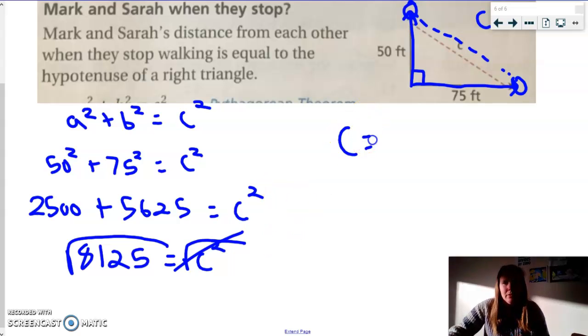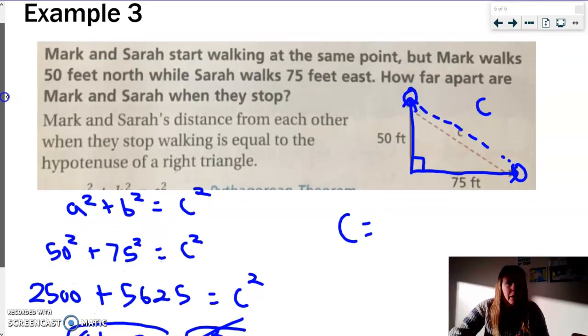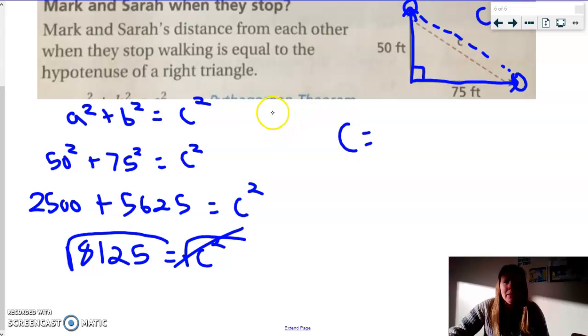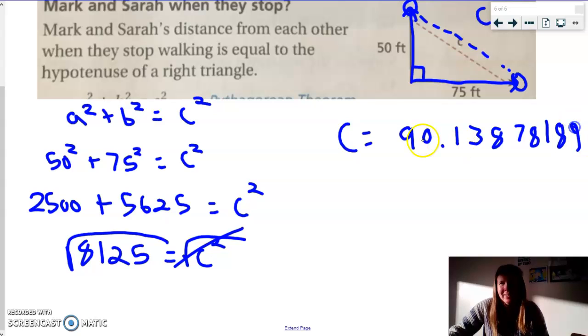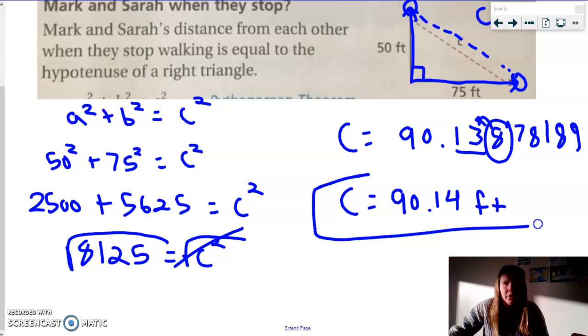So I get c equals, did they tell me I needed to round it? How far away when they stop? They didn't tell me how to round, but let's go to the second decimal place. So originally what I got was 90.1387818. Let's keep the first two decimals and we'll just round up to there. So I look at the one right next to it, which is an 8, so it means I'm going to increase this 3 to a 4, and so I'd have 90.14 feet away, roughly. They are away from each other.